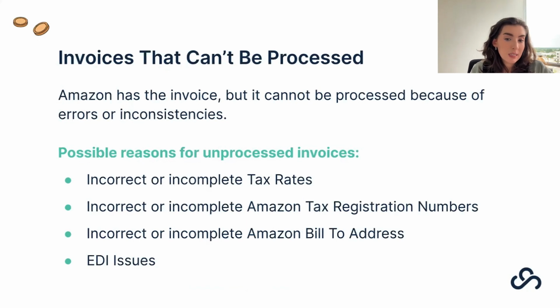Some of the reasons we've seen suppliers having unprocessed invoices are incorrect or incomplete tax rates, so check those out. Tax registration numbers are another one, maybe leaving a number off or having numbers incorrect. Incorrect or incomplete Amazon bill-to address, so make sure the correct address is there and that you're not having other issues with your address if you've left off numbers or you've moved. And lastly, the catch-all for invoices, whether they're missing or can't be processed, is EDI issues.